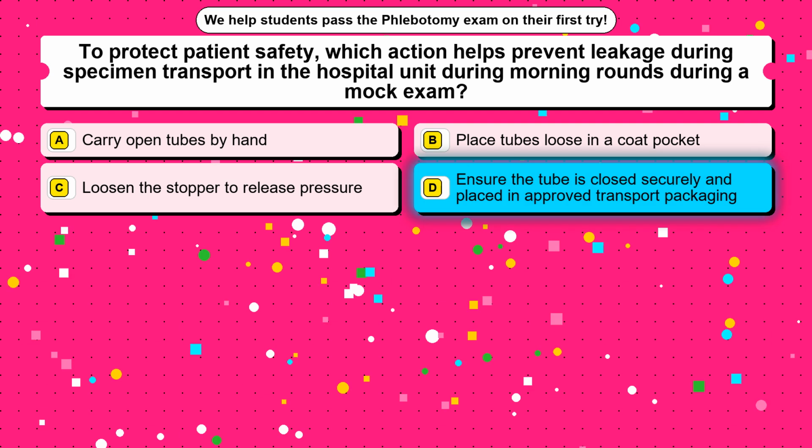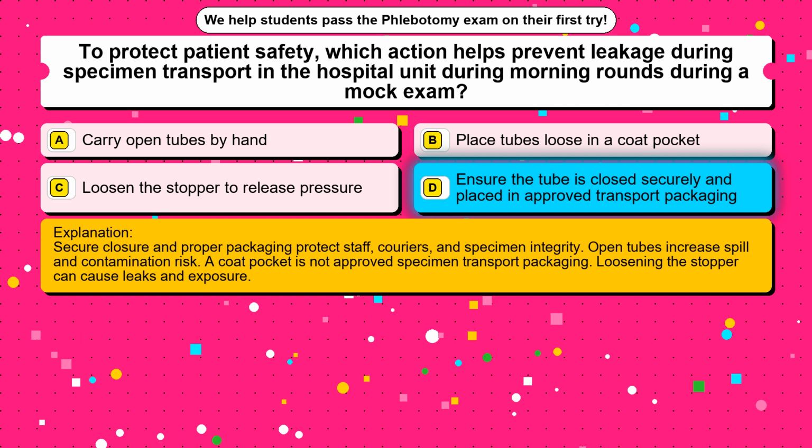The correct answer is option D. Ensure the tube is closed securely and placed in approved transport packaging. Secure closure and proper packaging protects staff, couriers, and specimen integrity. Open tubes increase spill and contamination risk. A coat pocket is not approved specimen transport packaging. Loosening the stopper can cause leaks and exposure.